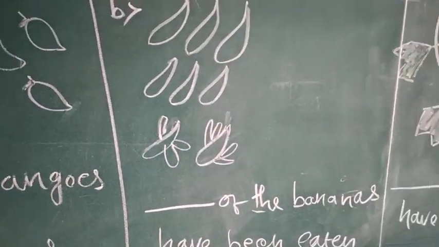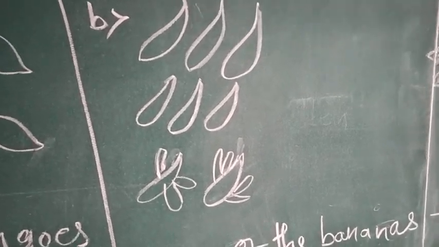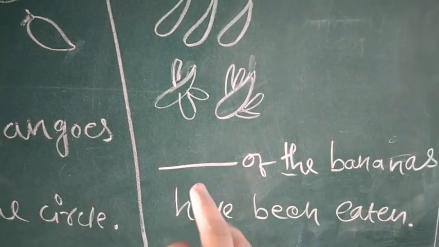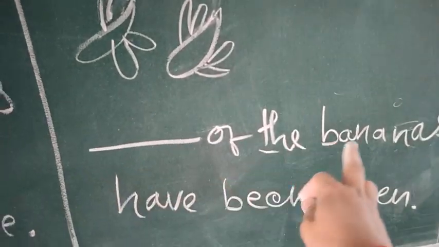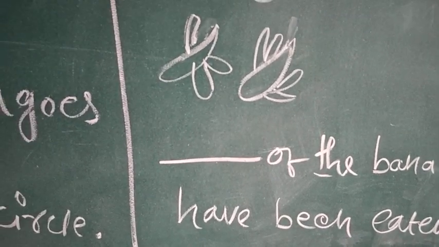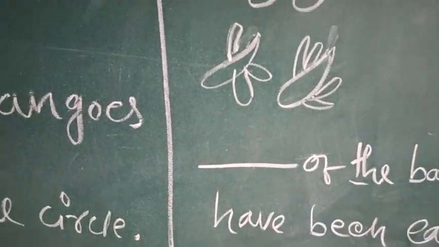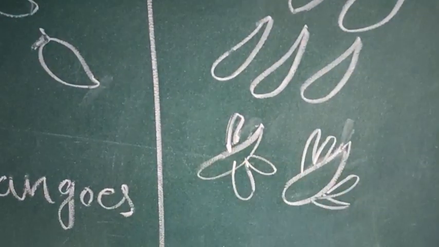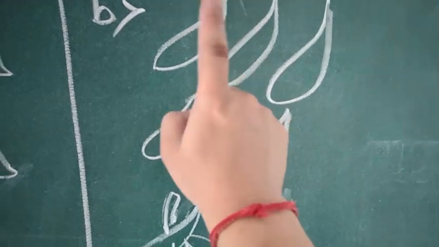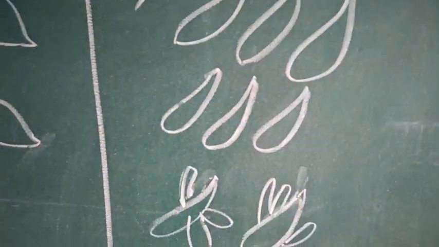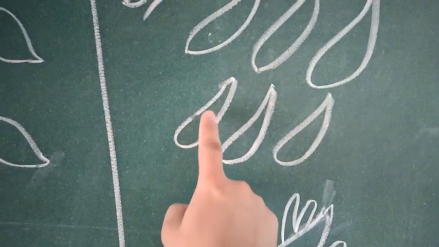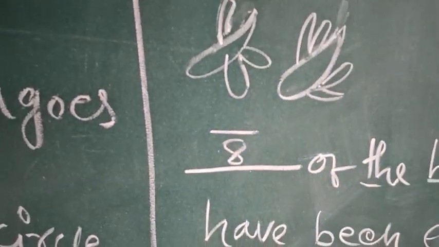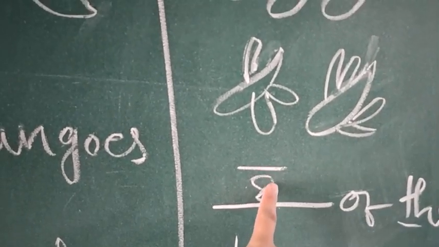Now we will proceed to part B of question number 1. This is the rough figure I have made over here. They are asking us: dash of the bananas have been eaten. So how many bananas do you think are eaten? These parts are not eaten, and these two parts are the eaten ones. First of all you have to count the total number of bananas: 1, 2, 3, 4, 5, 6, 7, 8. So this 8 will be your denominator.